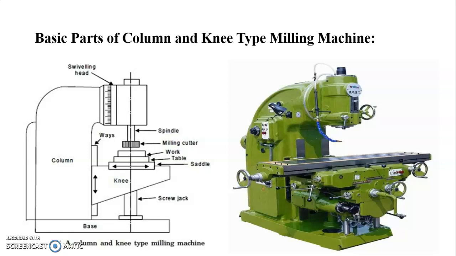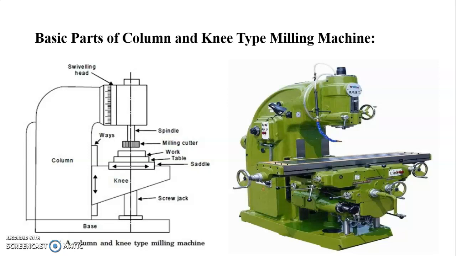The first part is the base. It is a heavy cast iron casting at the bottom of the machine. It carries a column at its one end. It also serves as a reservoir for the coolant. Then the next part is the column. A vertical column mounted on the base carries accurately machined guideways on its front face. A spindle is mounted on the front face of the column.